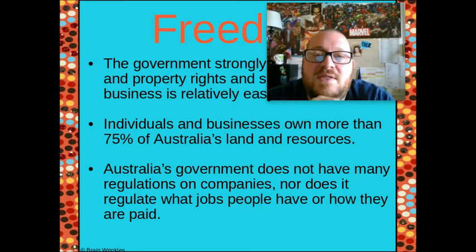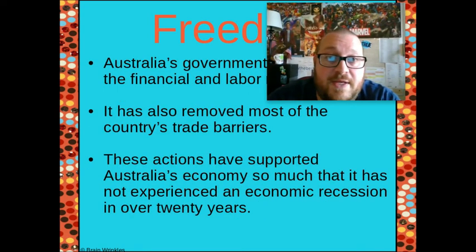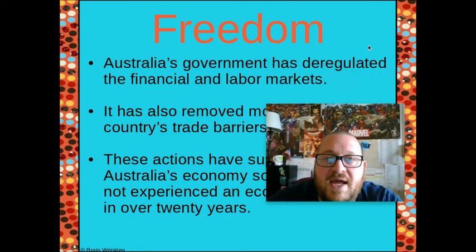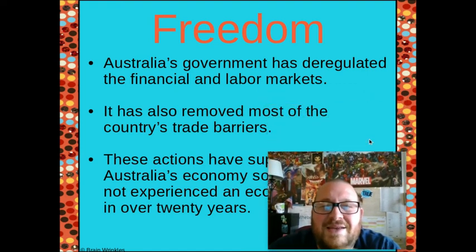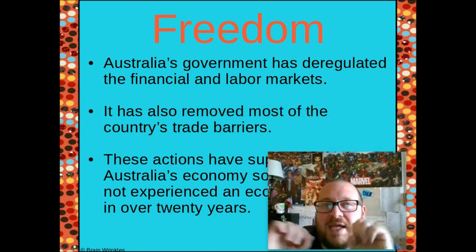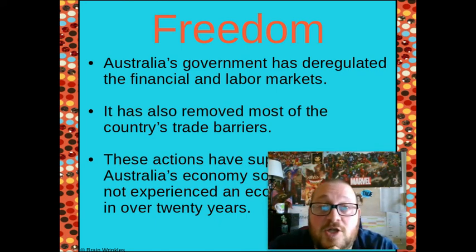Individuals and businesses own more than 75% of Australia's land and resources. Australia's government does not have many regulations on companies, nor does it regulate what jobs people have or how they're paid, so to speak. Australia's government has deregulated the financial and labor markets. Deregulation means less regulation. Regulations are like rules and regulations, okay? So they deregulated some of that, and it's also removed most of the country's trade barriers with other countries.